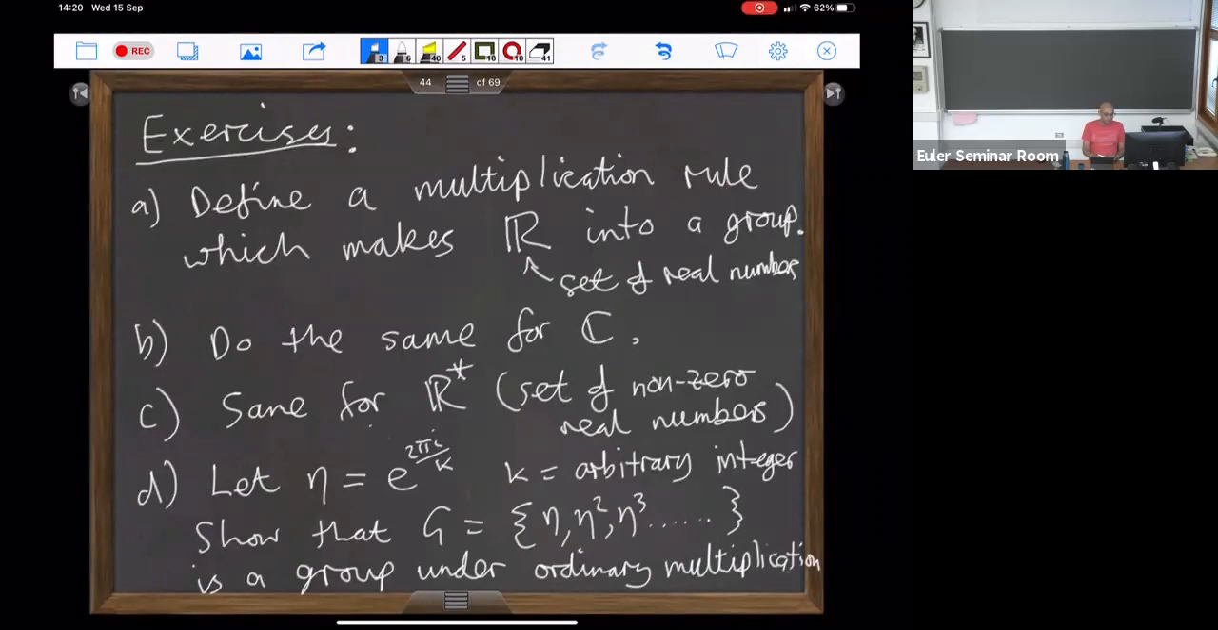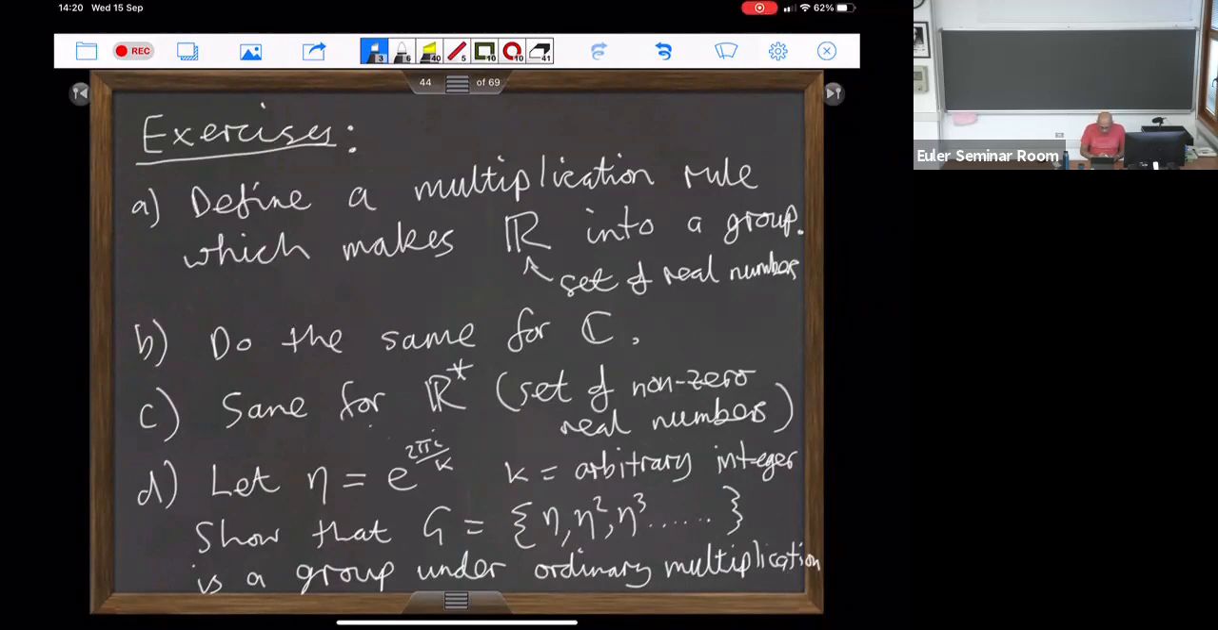Yes, Mohammed. Did you want to ask something? Sorry. No. Okay. Sorry, you were going like that, that's why. So C, if it wasn't clear, C is the set of non-zero real numbers.